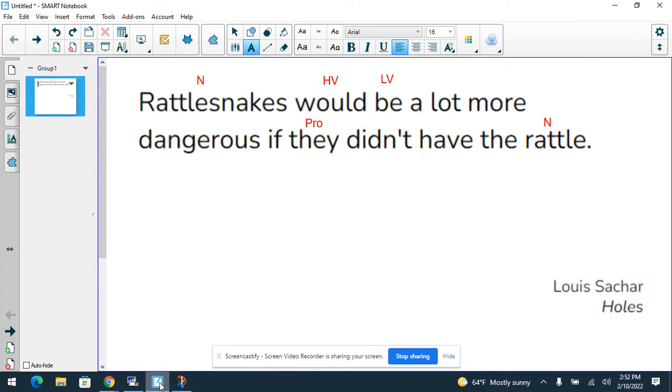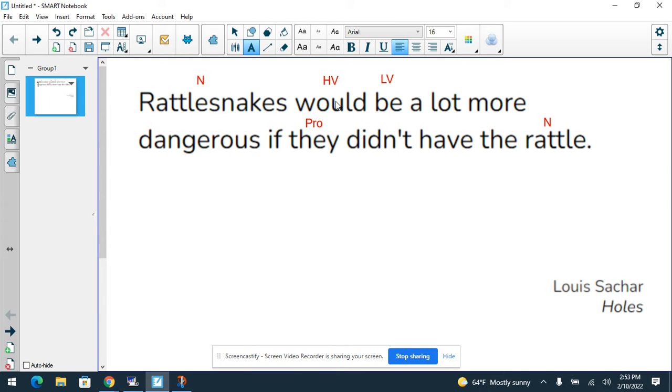This is today's mentor text, and it's from the story Holes. Rattlesnakes would be a lot more dangerous if they didn't have the rattle. I went ahead and labeled a few things. We know that rattlesnakes is a noun, and rattle is a noun.